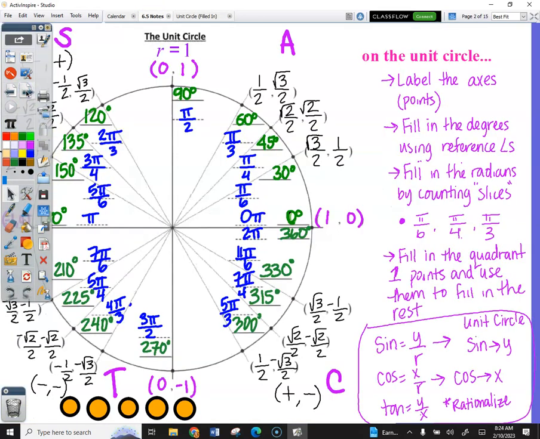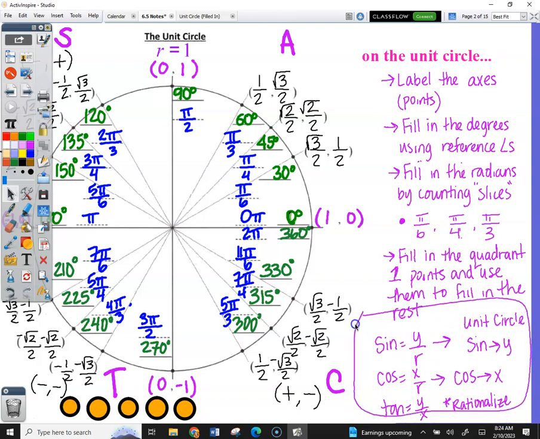Yesterday we got through showing you how to fill in the coordinate points, that they come from the special right triangles. And this over here in the corner is the part that you need to commit to memory.